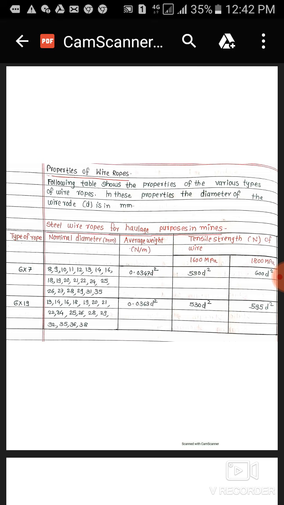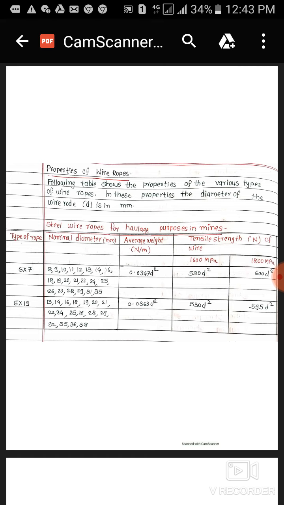In haulage application, if we take the 6 by 19 type of rope, then the nominal diameters become 13, 14, 16, 18, 19, 20, 21, 22, 24, 25, 26, 28, 29, 32, 35, 36 and 38. Average weight becomes 0.0363 d square, and if we consider the tensile strength, then for 1600 MPa the tensile strength becomes 530 times d square, and for 1800 MPa it becomes 595 d square.